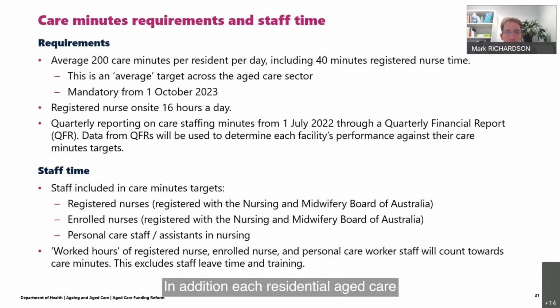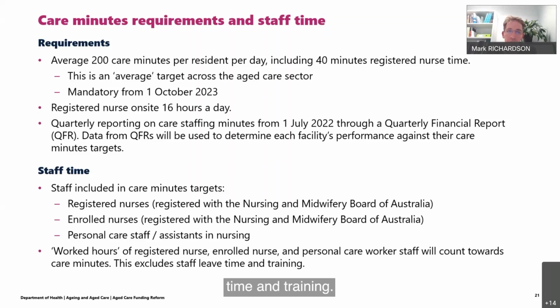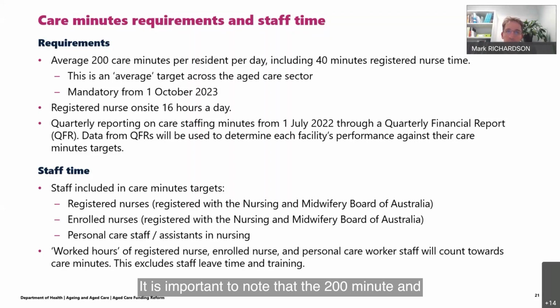In addition, each residential aged care facility will be required to have at least one registered nurse on site for a minimum of 16 hours per day. Only the worked hours of registered nurses, enrolled nurses, and personal care worker staff will count towards care minutes, with this excluding staff leave time and training. It is important to note that the 200-minute and 40-minute requirements are an average target across the sector that will be determined and assessed on a quarterly basis at the facility level, based on the average total resident case mix for each facility and not for each resident at a facility.